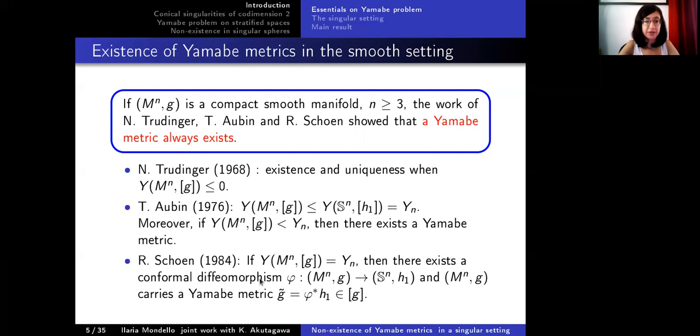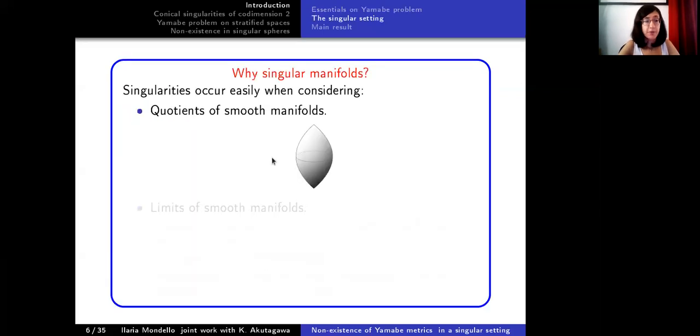Good. We are going to be interested in studying this kind of problem on some singular manifolds, so manifolds with conical singularities, and I would like to give some motivation for this singular setting. It is very easy to find singular manifolds in Riemannian geometry, for example when considering quotients of smooth manifolds. Here you see an American football, a surface with two isolated conical singularities, obtained as a quotient of the sphere by the group generated by a rotation around an axis, which has two fixed points that give the two isolated singularities.